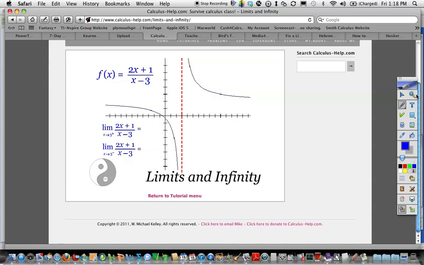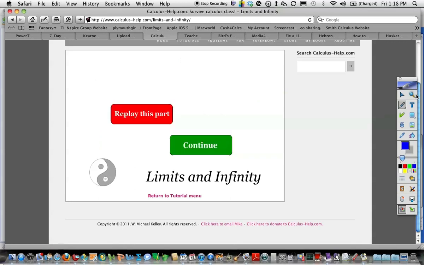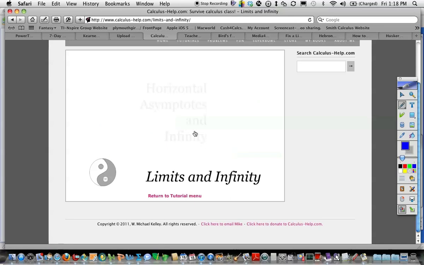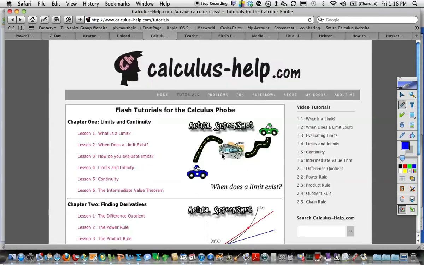Now, by examining the graph of f, we can see that the limits as x approaches 3 from the left and right are different. As you approach 3 from the right, f gets infinitely large, so we can say that the limit as x approaches 3 from the right of f of x is infinity. However, as you approach 3 from the left, f of x gets infinitely negative, so we say that the limit as x approaches 3 from the left of f of x is negative infinity. Vertical asymptotes aren't the only asymptotes which relate to infinity. Horizontal asymptotes.